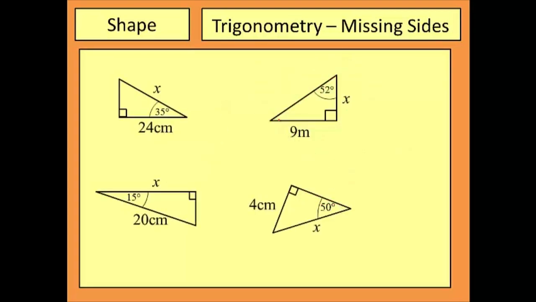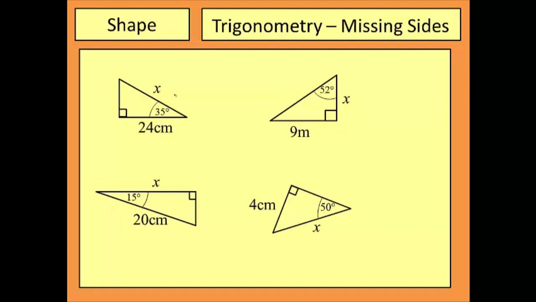Here are some questions to have a go at yourself. A couple of things to be aware of. First of all, label your triangles correctly. Secondly, only label the two sides that you are interested in. For example, you're given the side length 24 in the first example, you're trying to find the side x. You are not interested in this side whatsoever, so only label the 24 and the x.